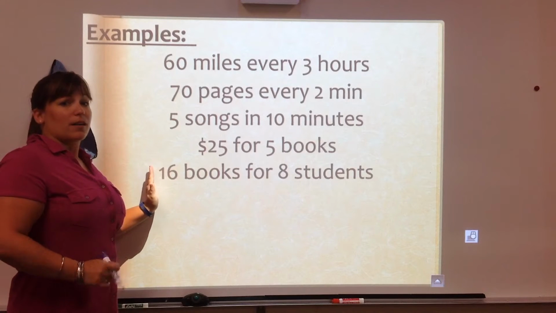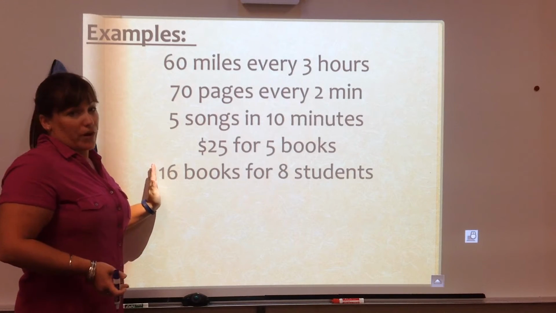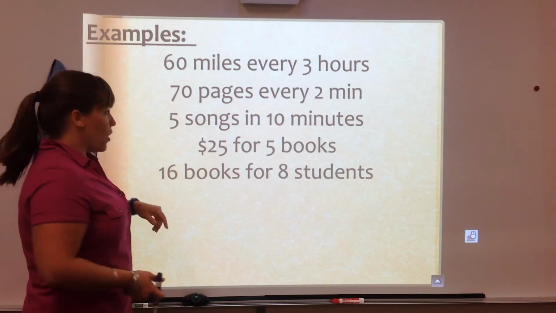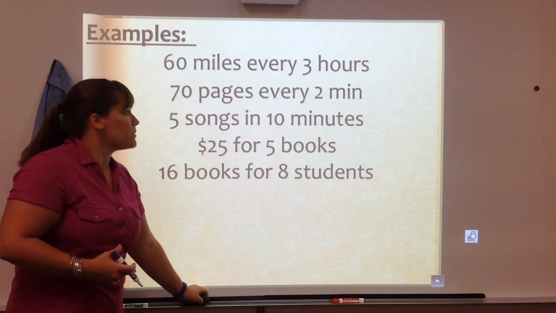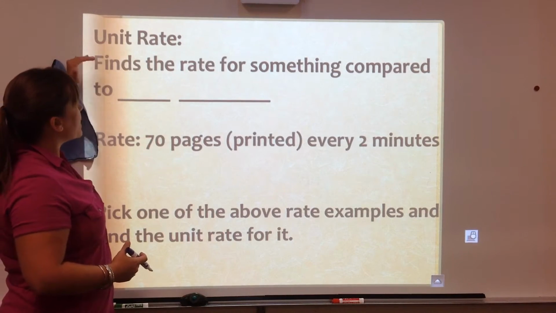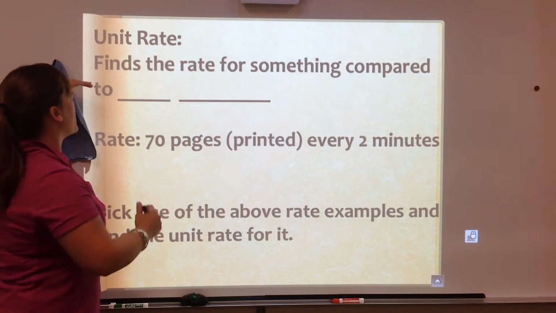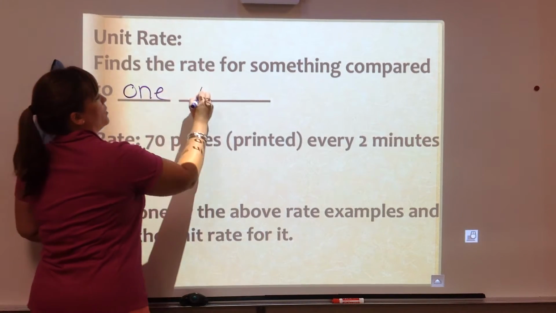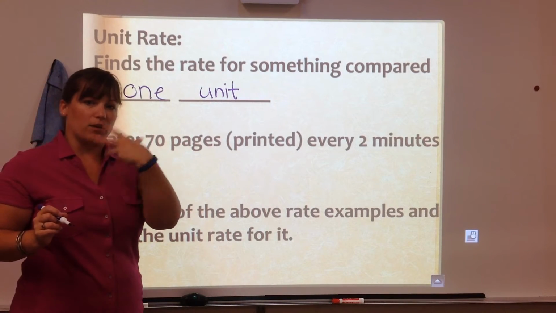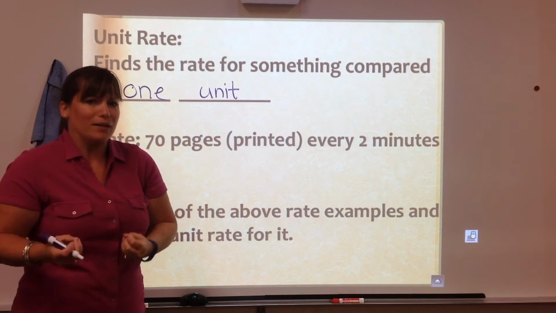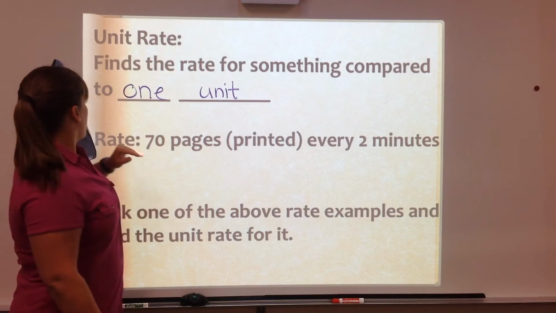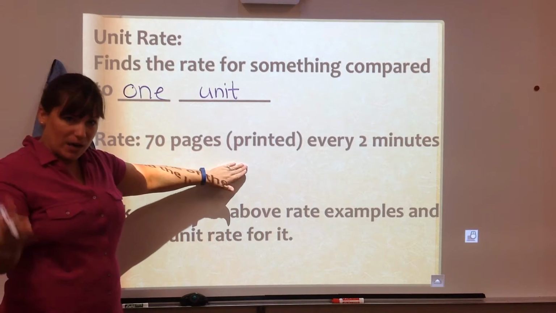So here are a lot of examples of different kinds of rates. We're going to deal with some of them below. I've broken this up just so that you can see it better, but all we're going to do is follow the note sheet down. So a unit rate, again, finds the rate for something compared to one unit. So a unit, think of it as one thing. That'll help you remember what we want to get our rates to look like. Something compared to one.